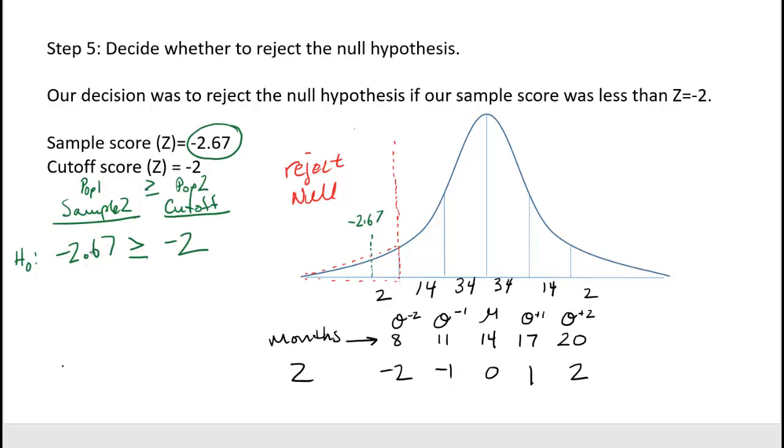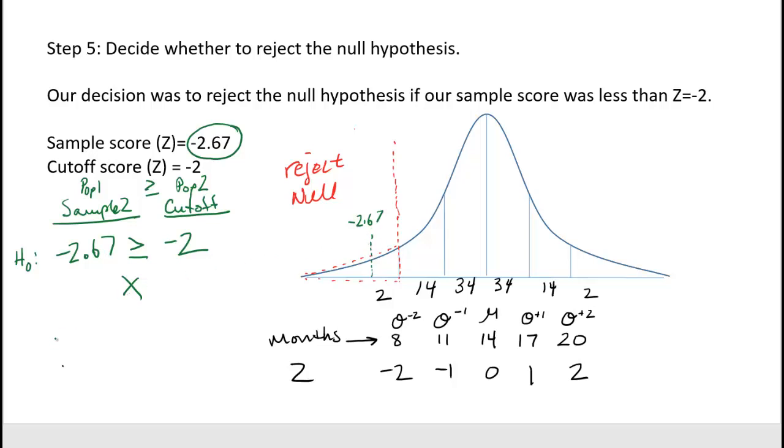If I bring down my statistic that we found, I can use this formula to make a decision. This is a very straightforward thing. Is negative 2.67 greater than or equal to negative 2? The answer to that is no. So if we say no to this, what we are rejecting is our null hypothesis. Negative 2.67 is not greater than or equal to negative 2. Negative 2.67 is less than negative 2, which is what we found graphically here.